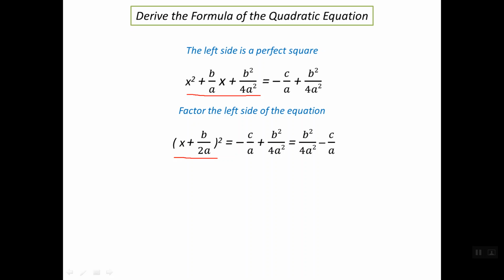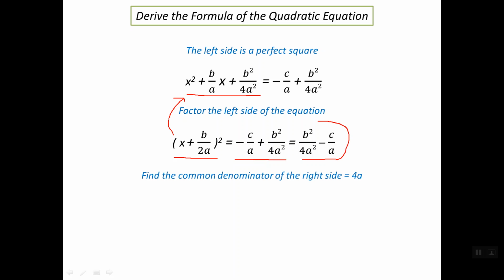You can check this factoring by multiplying x plus b over 2a by itself two times. You should get the left side of the top equation. And this is the right side of the equation, minus c over a plus b squared over 4a squared. Simply we can switch between these two terms, so it becomes b squared over 4a squared minus c over a.